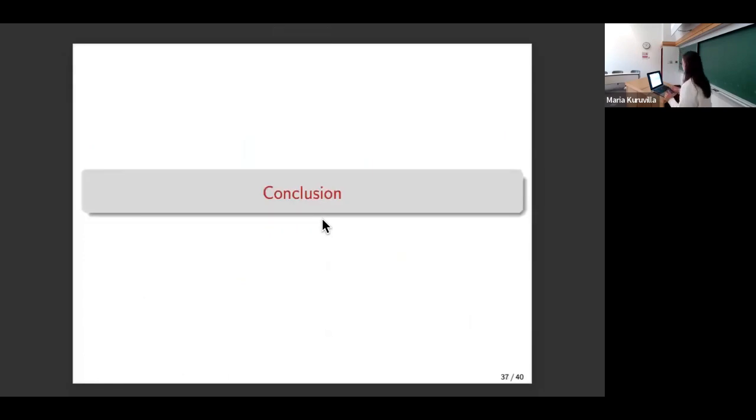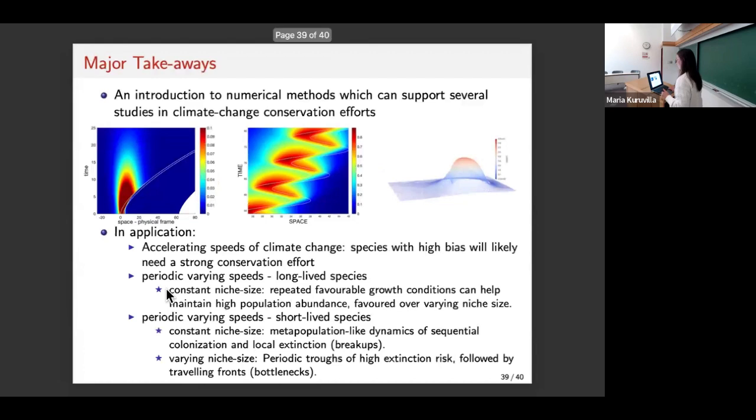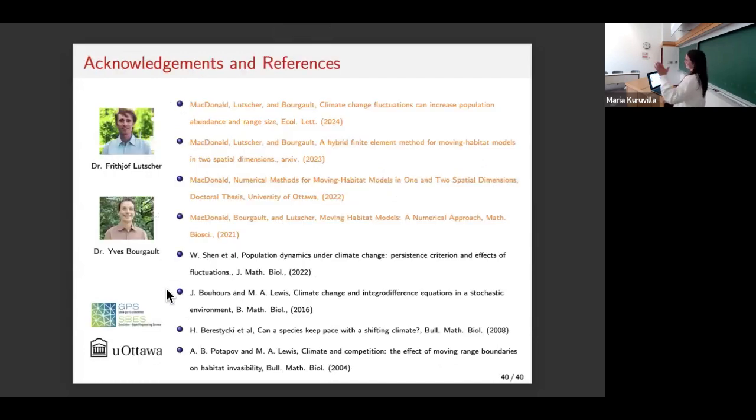But let me conclude. I'm working on some preliminary work as well with a two morphs model, introducing habitat bias. So you have the same species, but they react differently depending on which morph they have at the interfaces. So, studying the system, these are my major takeaways, and maybe I'll just leave that on the board while you ask questions, but I have my acknowledgements and references after too.